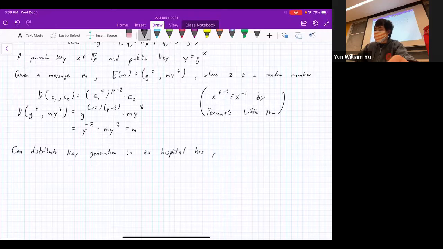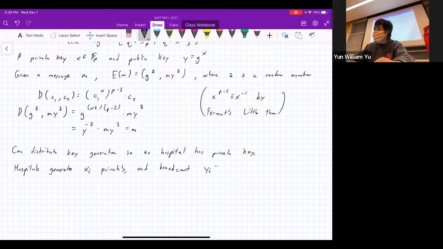The way we're going to do this is we're going to have hospitals which are each going to generate a sort of partial private key for themselves. So they're going to generate their xi's privately, and then we're going to broadcast the partial public keys, the xi partial public keys.